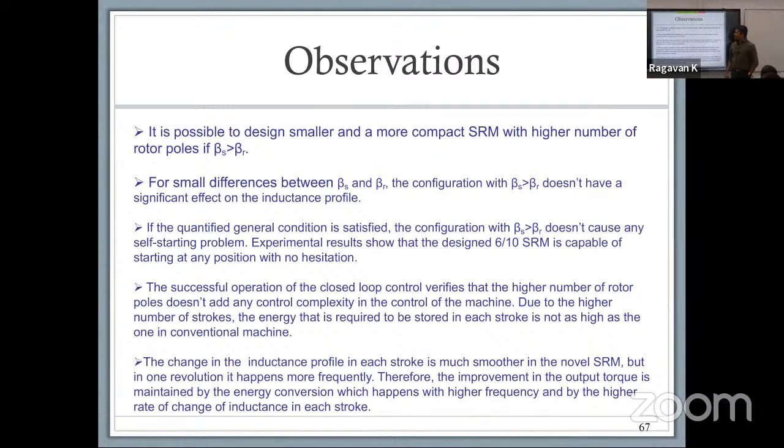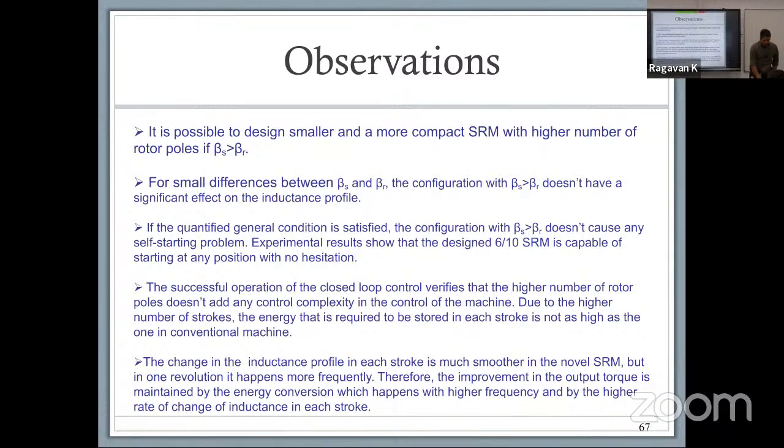So what we said basically is that in this case, we identified from this that having beta S more than beta R is a very good way to design a compact SRM. If you have a small difference between beta S and beta R, in that case, you don't have to have a major impact or major influence on the inductance profile. You don't always need to worry very specifically for each machine design.